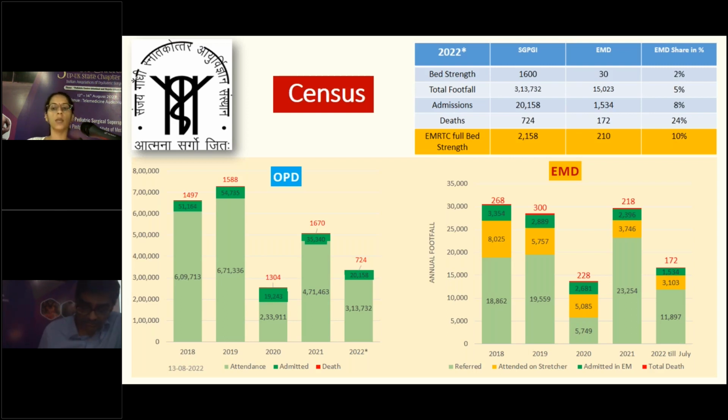Now, as and when EMRTC starts working at its full bed capacity, the number of beds in the SGPGI will increase to 2,158. Simultaneously, the number of beds in EMD will increase to 210. Thus increasing the percentage of ED beds in SGPGI to about 10%.